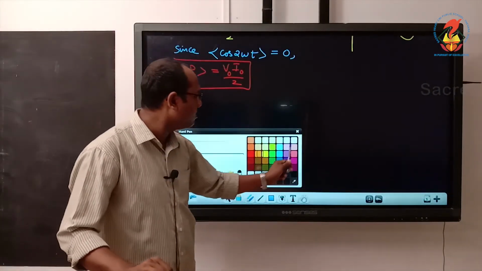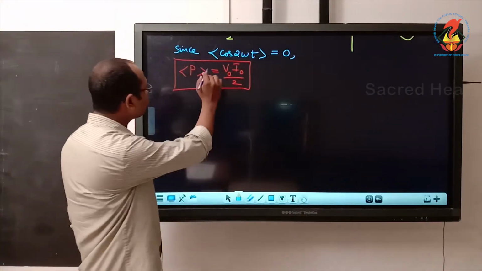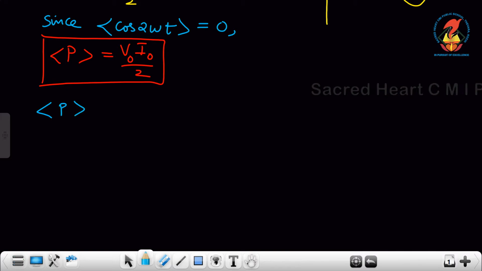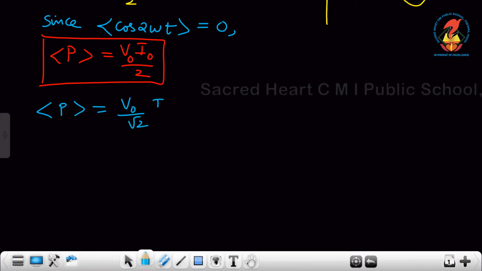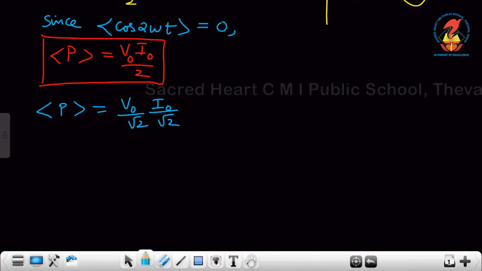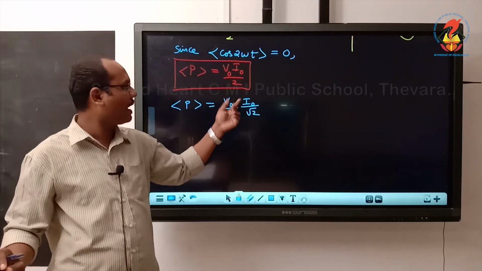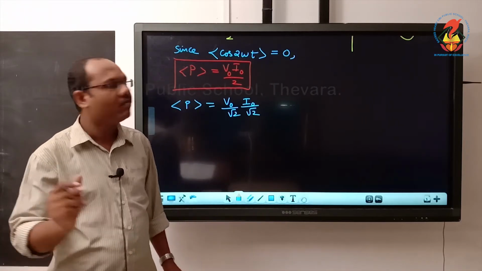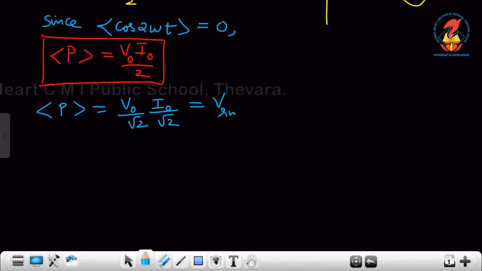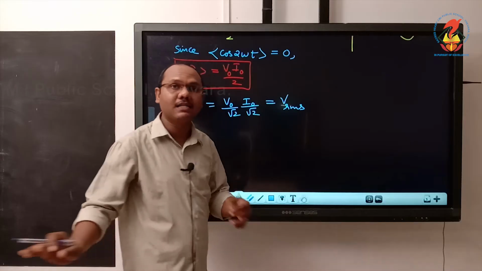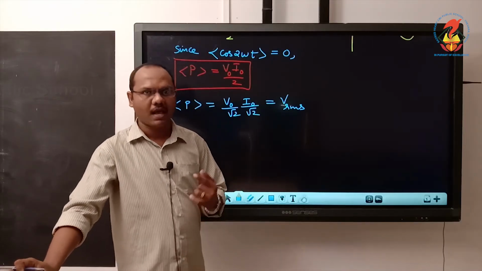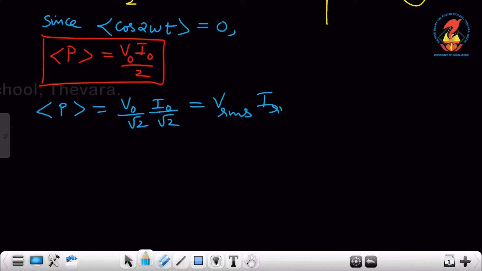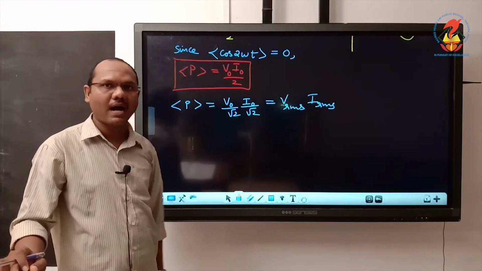This is the expression for the average power in a resistor. Now I am going to modify this equation. I just write V0 by root 2 times I0 by root 2. I split 2 as root 2 into root 2. And what is V0 by root 2? Vrms. And what is I0 by root 2? Irms. So I can write the average power as Vrms into Irms.